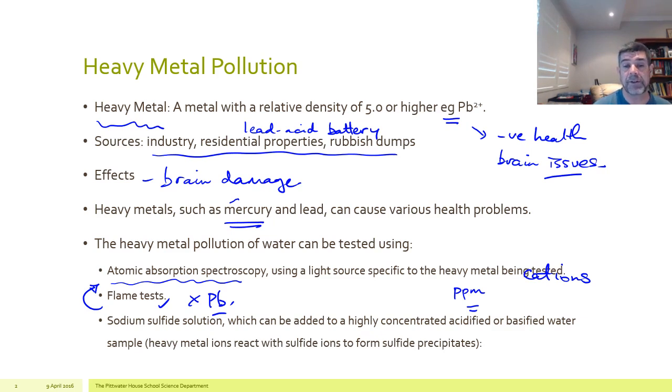Sodium sulfide in solution, which can also be added to highly concentrated acidified or basified water samples, can precipitate out those heavy metals as sulfides. So lead sulfide, for example, can come out as a precipitate, and then we can use gravimetric analysis in order to identify that particular substance, depending on, of course, the quantities. If the quantities are still very low, there may be other things like mass spectrometry that we might use in order to try and identify the quantities of lead that we have available.